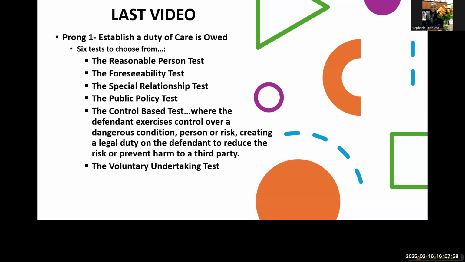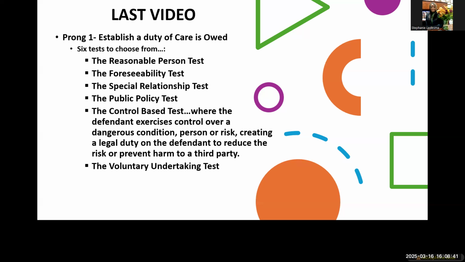Well, if I have 6 tests to choose from, in order to determine whether or not a duty is owed, how do I know which of the 6? Go back, review video 2. Low-hanging fruit, reasonable person test, generally one that will cover lots of circumstances. Not every circumstance, but lots of circumstances. But if I am your torts professor, if there is a better test than reasonable person, but you choose reasonable person, you're going to get some points. You're not going to get the answer wrong.